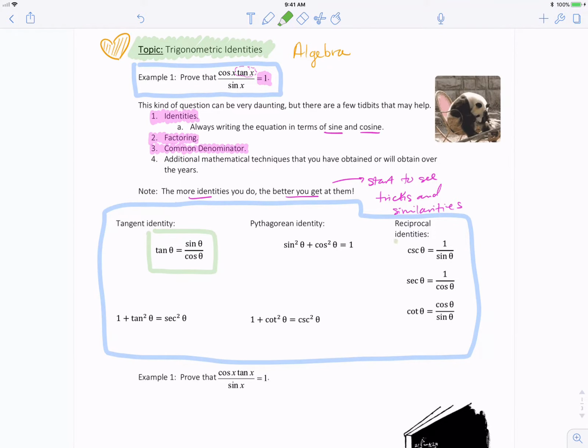Your reciprocal identities, we've seen these before. This is just how we wrote cosecant. So remember, cosecant was 1 over sine theta. Secant was 1 over cosine. And you'll notice that I've written cotangent differently. Generally, we say cotangent is 1 over the tangent of theta. But if I want to simplify in terms of sine and cos, the reciprocal would be cosine over sine.